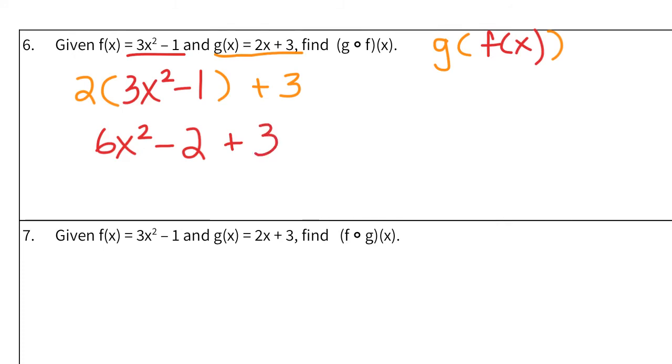So now that we distributed and our parentheses are gone, I need to combine my like terms. The first one, that's the only term that's squared, so it's going to stay the same. I'm going to write it over here to the side. But the second two are both constants, so I can put them together. So negative 2 plus 3 would give me positive 1.